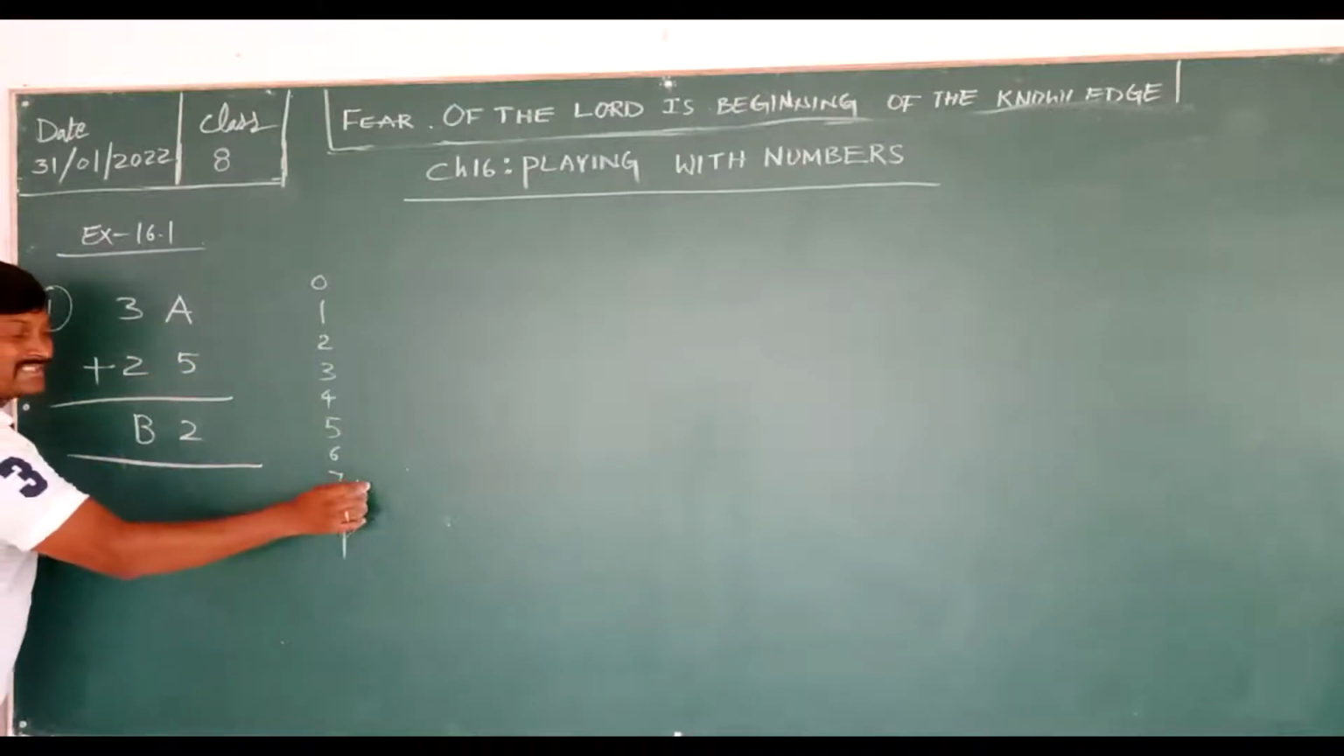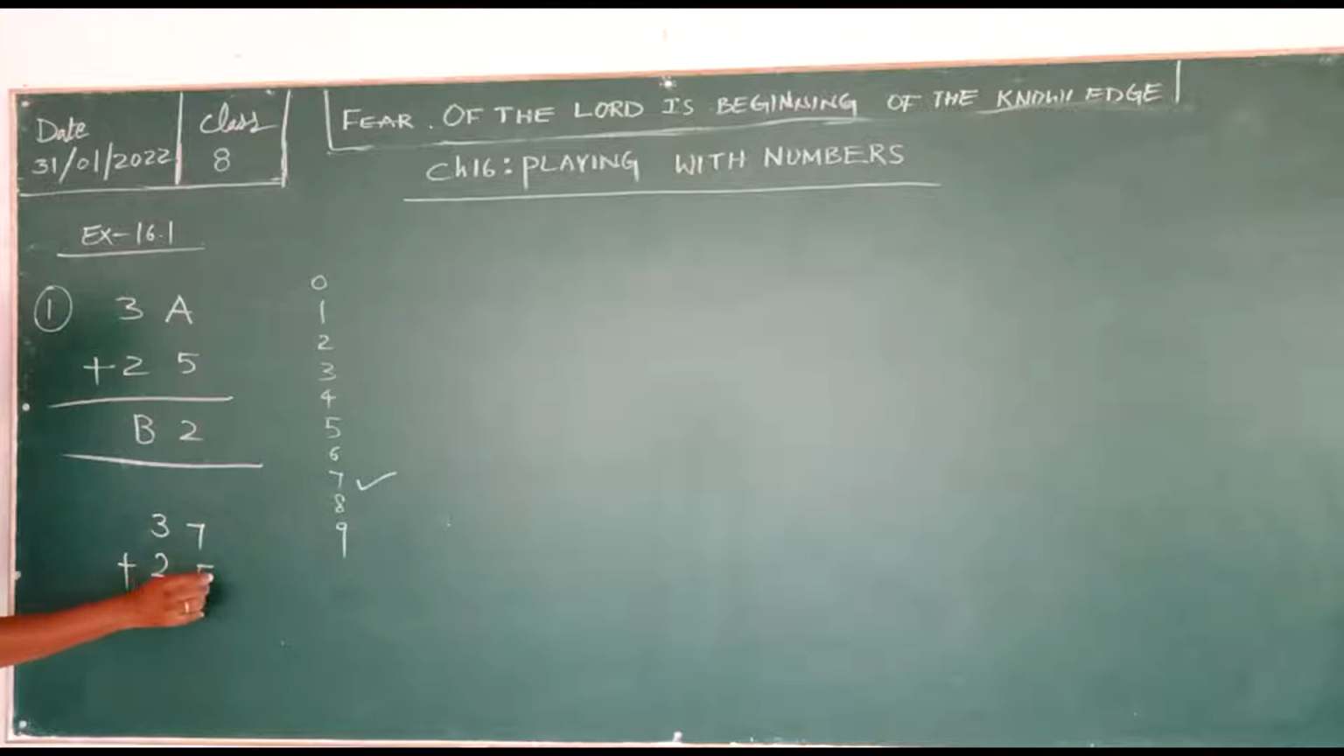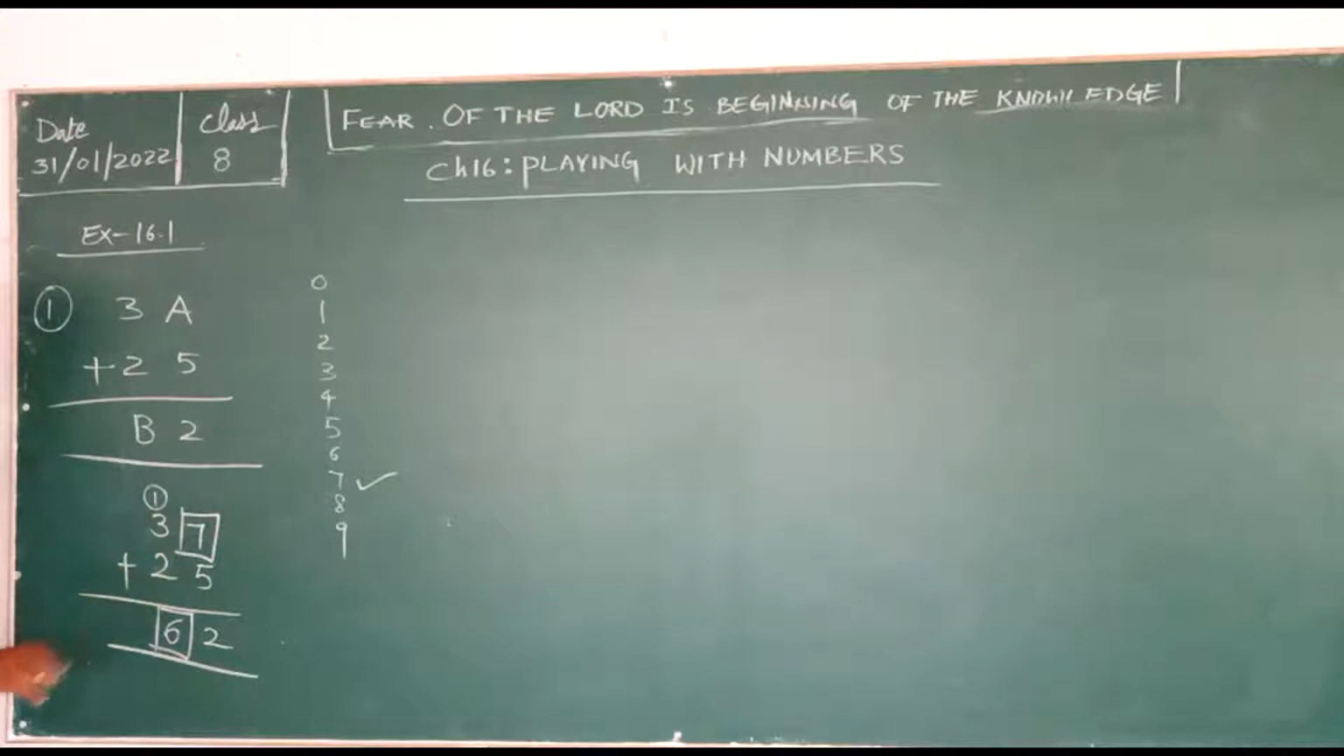That is 7. 5 plus 7 is nothing but 12. So let me write that: 3A plus 25, and here let me take 7 and then 5. 5 plus 7 is nothing but 12. 1 is carry here. 1 plus 3 is nothing but 4. 4 plus 2 is nothing but 6. So the answer: B is one number and A is another number. So now A is equal to 7 and B is equal to 6.